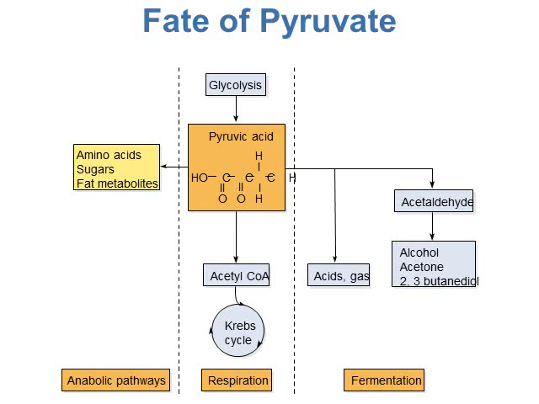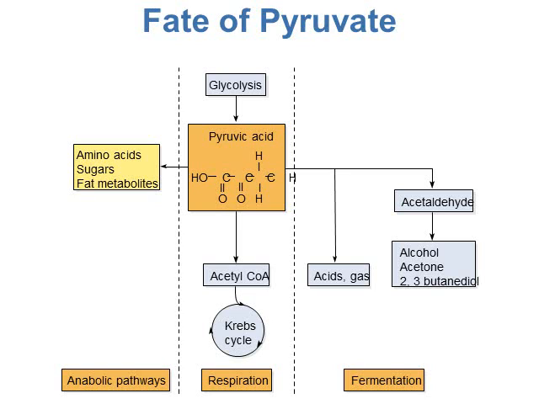This slide is showing the fate of pyruvate. So we just looked at glycolysis, so we take that glucose molecule that has 6 carbons, and we break it in half into 2 pyruvic acid molecules that have 3 carbons.